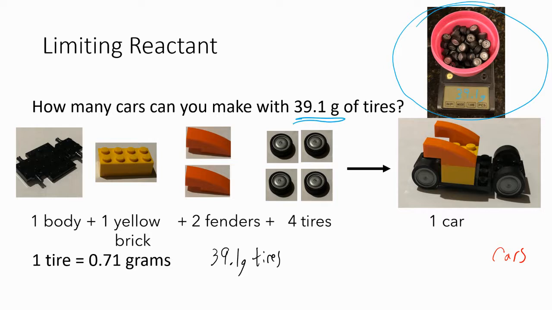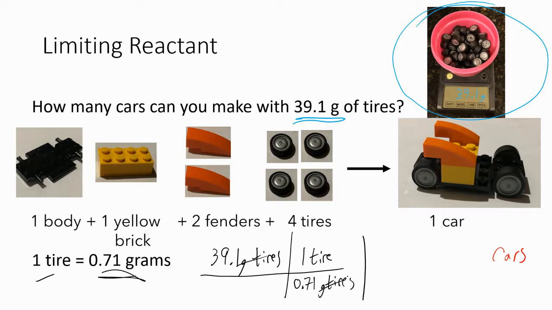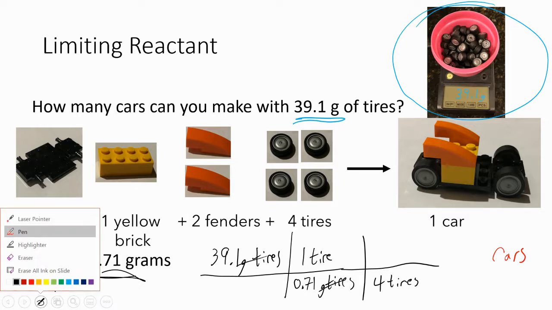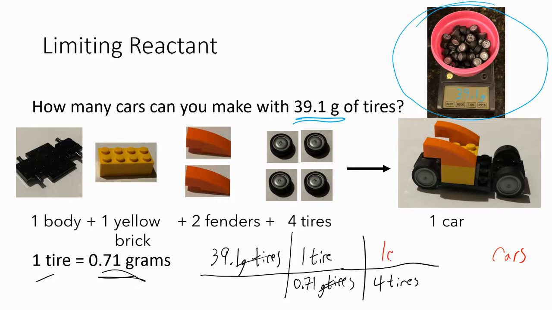But in this case, you're going to first figure out how many tires you have. And to do that, you're going to cancel grams of tires using this thing that you know right here. There's 0.71 grams of tires for every one tire. All right. So that gets you out of grams. And then if you want to get from tires to cars, you also know there's four tires in every one car. So just like we've been doing before, you're using the units to determine how to get to where you need to go. And so in this case, you would get 13.7 cars.